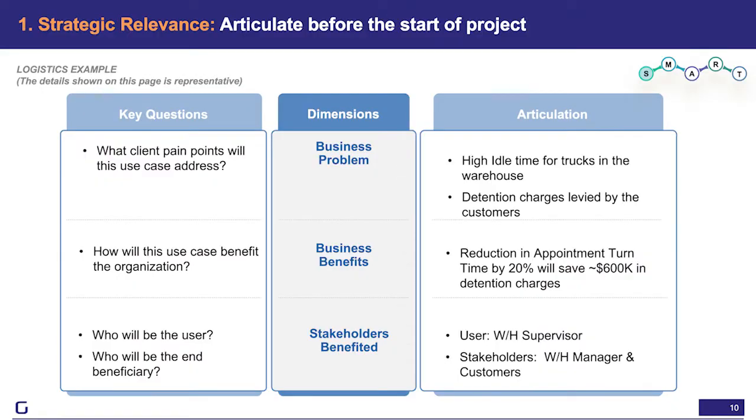How will this use case benefit the organization? At the start, we put a number to it. If I reduce by X percentage, Y is the benefit you're going to get. Who will be the stakeholder? Who is going to benefit? The warehouse manager and the customers, and obviously the supervisor is the user who's going to use this application or solution.